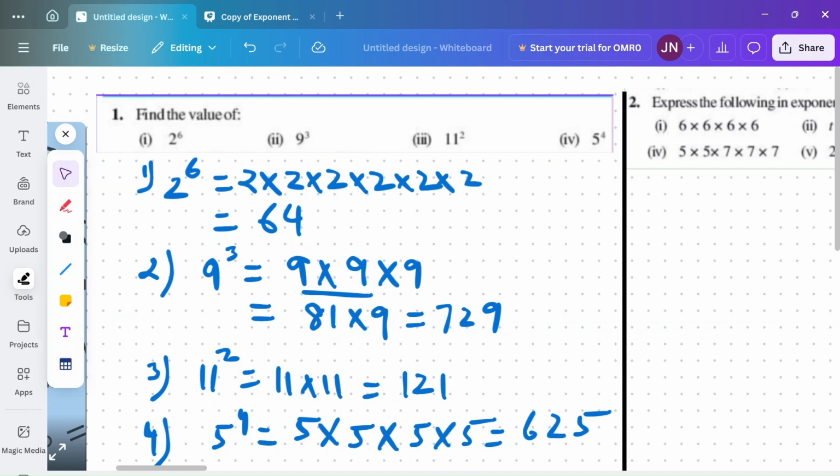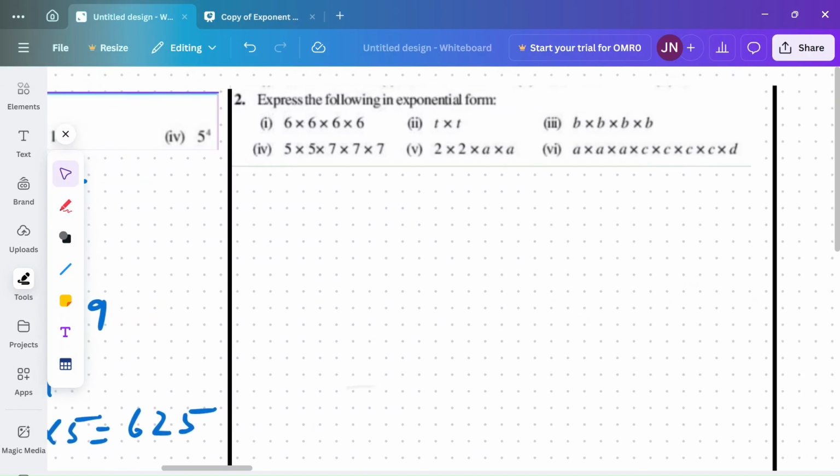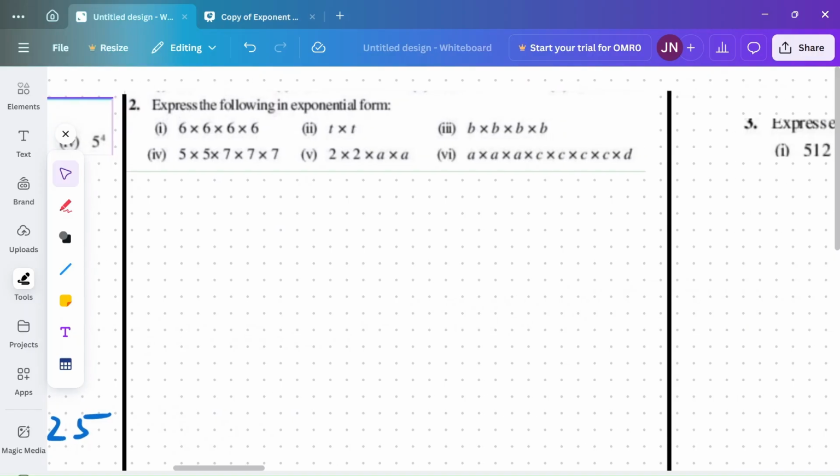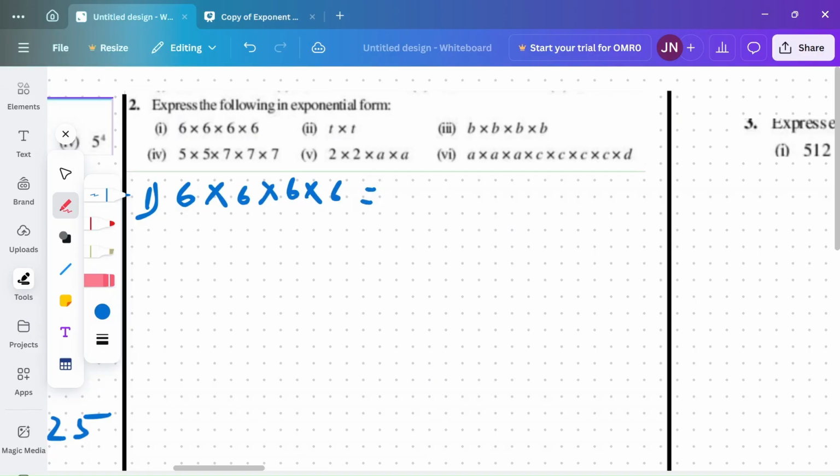All right, let's move to the next question. Question number 2. Okay, so the first question in this. Again, now this question is the inverse, the reverse of what we have just done. So here you are given the expanded form. You have to write this in exponential form. So you have to find the base and the exponent. So very easy, super easy. The base is 6. Now how many times is the 6 multiplied? 4 times.